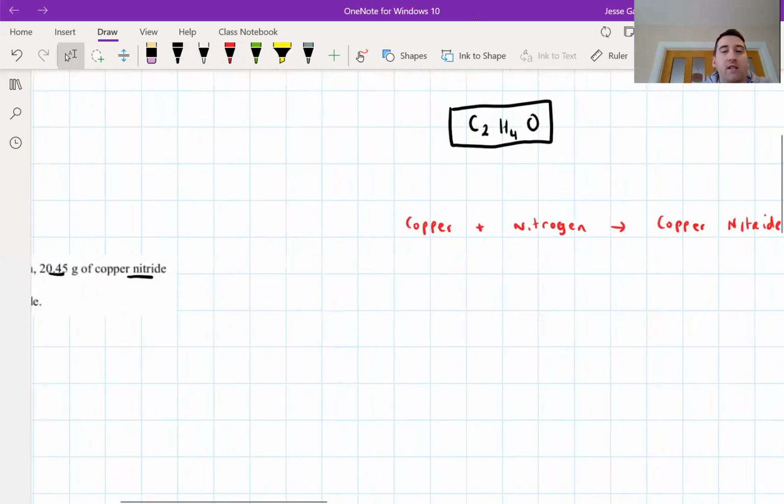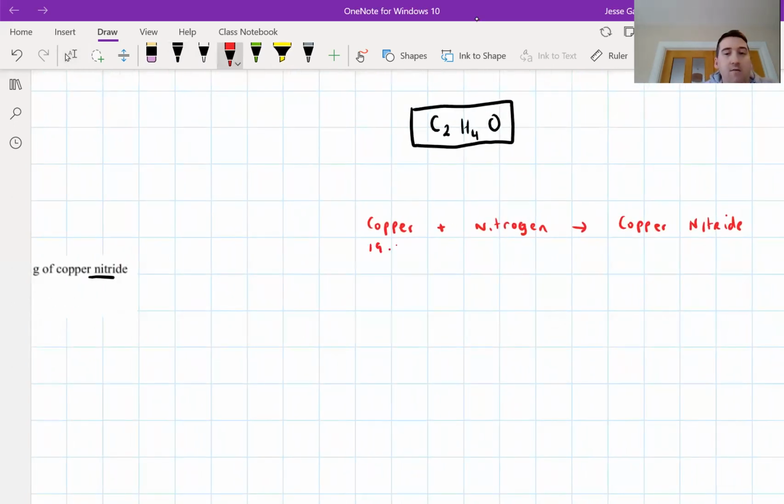Okay, so what we know is that we have 19.05 grams of the copper, and we know that we produced 20.45 grams of the copper nitride. So the one thing we're missing is what was the mass of the nitrogen used. Now, if you haven't already, you should know how to work this out. If we reacted this with this to give this much of this, how much nitrogen was used? Pause the video and write down the answer.